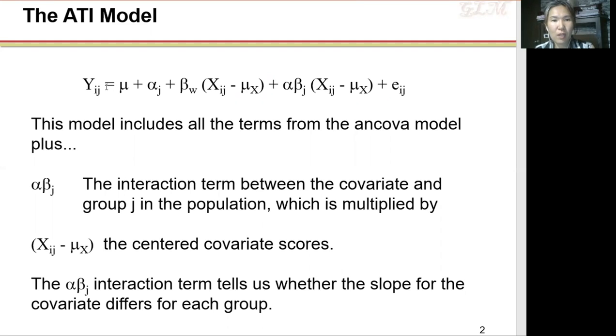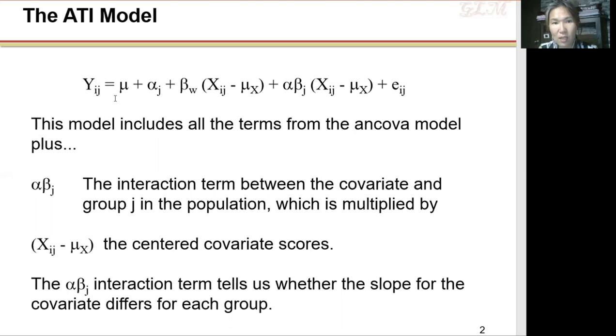Alright, so Yij equals mu plus alpha j plus beta w times (xij minus mu x) plus alpha beta, so this is multiplication, alpha beta j times (xij minus mu x), plus eij. So this notation is ANOVA notation for the ATI model. Okay, so we can convert this into regression notation.